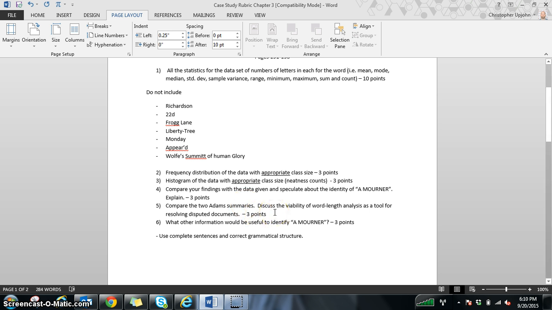Number 5, compare the two atom summaries. Look at the data for the two atom summaries, not the combined one, the two separate ones, and then say if word length analysis is a good tool to figure out who wrote something. This should be a well thought out answer. And what other information would be useful to identify A. Morner? It's worth 3 points, so give me several different things. What else could we do if we wanted to figure out who wrote this letter?